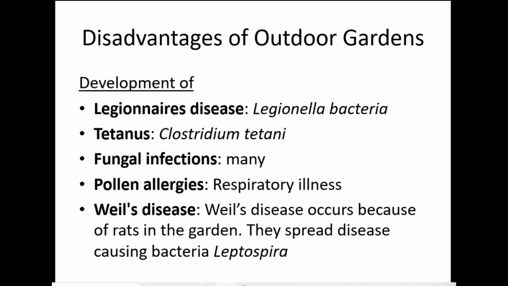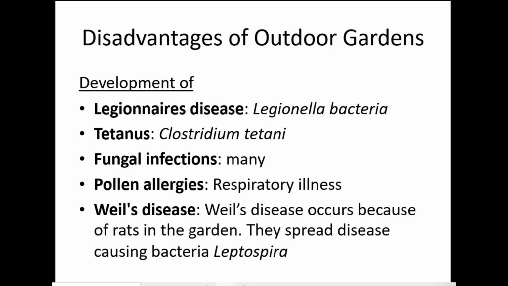Additionally, there are some disadvantages in outdoor gardening. What are those? First, the chances of Legionnaires' disease caused by Legionella bacteria. It is a kind of pneumonia. We will get a cold, cough, shortness of breath, fever, muscle pain, headache, nausea, and vomiting. These are the things we will get if we are infected with the Legionella bacteria, though maybe we can avoid that.